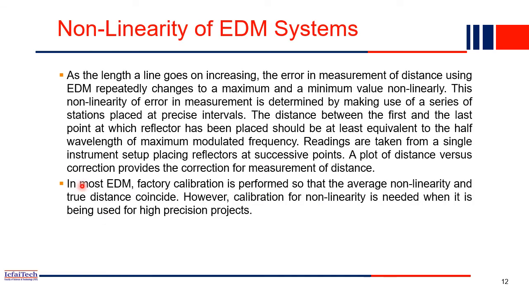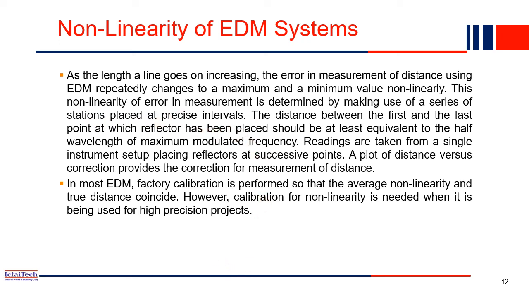So now the last slide in this topic is the non-linearity of the EDM system. As you have seen, as the length of the line goes on increasing, the error of the measured distance using the EDM repeatedly changes to a maximum value non-linearly. It means if you take multiple measurements using EDM, every time you may not get the same value. There will be a small change, an error in the value. That non-linearity of the error in the measurement is determined by making use of a series of stations placed at precise intervals.